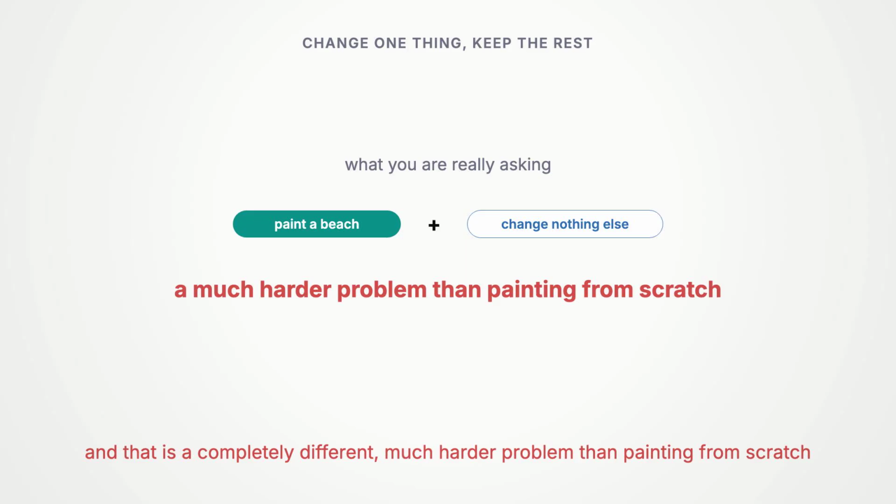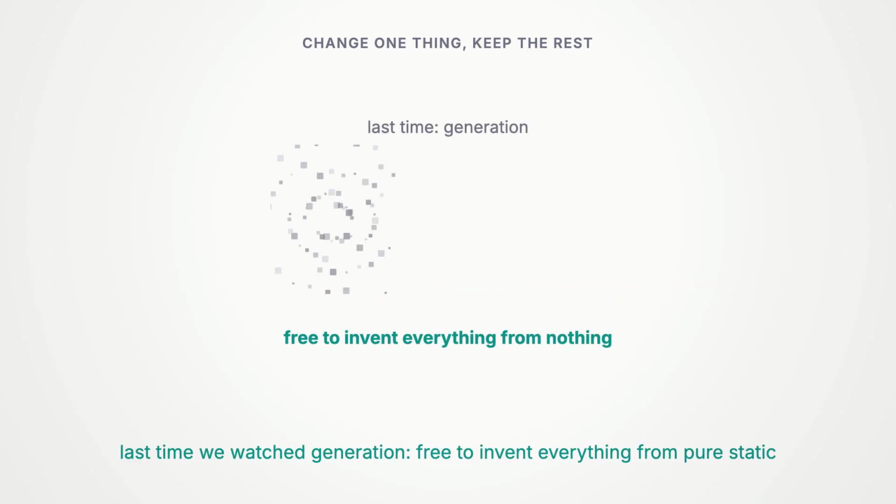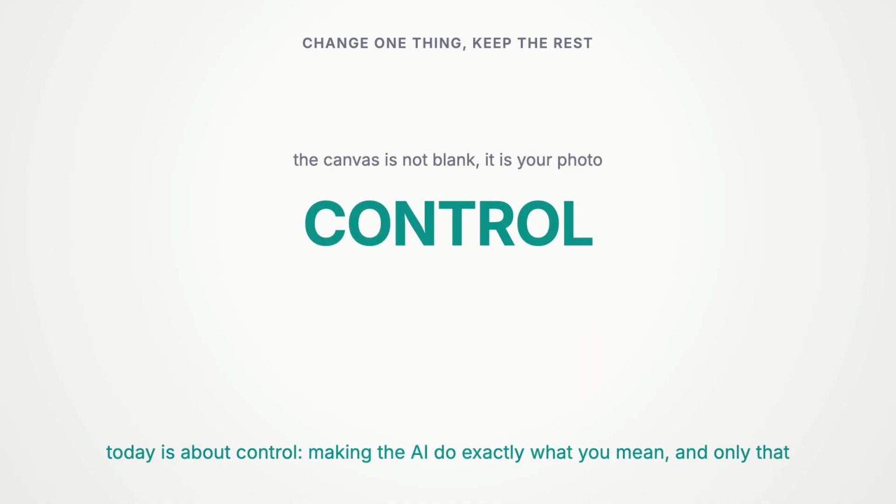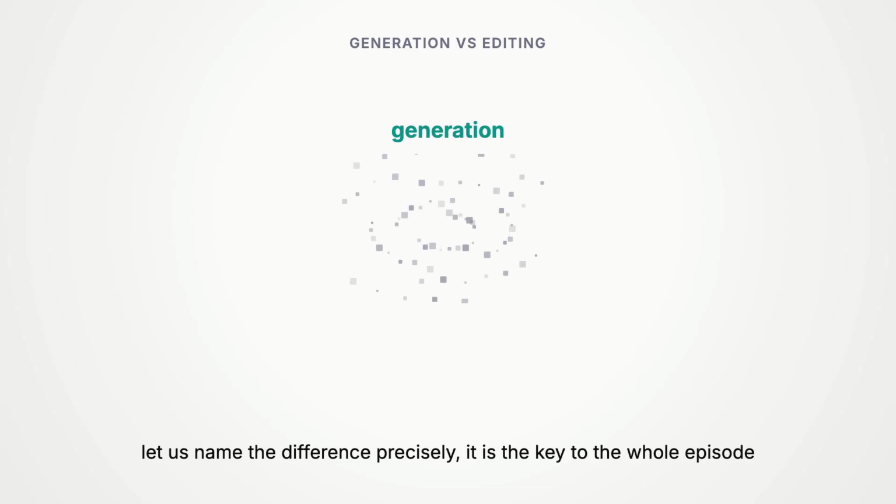Last time we watched an AI paint by starting from pure static and walking it, step by step, toward a picture your words describe. That is generation. It is free to invent everything. This time the canvas is not blank. It is your photo and most of it is sacred. Today is about control. How you stop the AI from guessing and make it do exactly what you mean and only that. Let us name the difference precisely because it is the key to the whole episode.